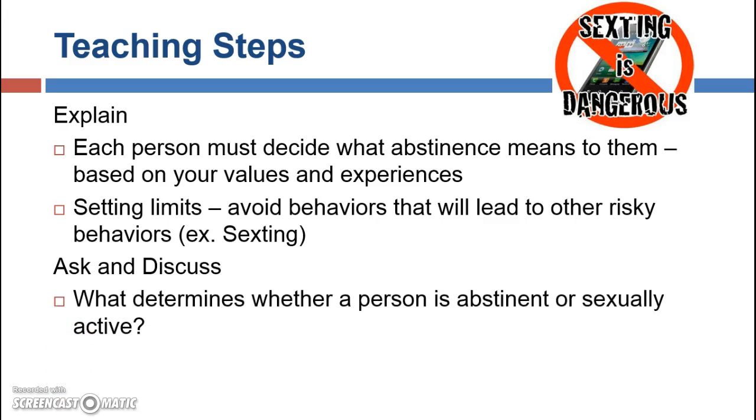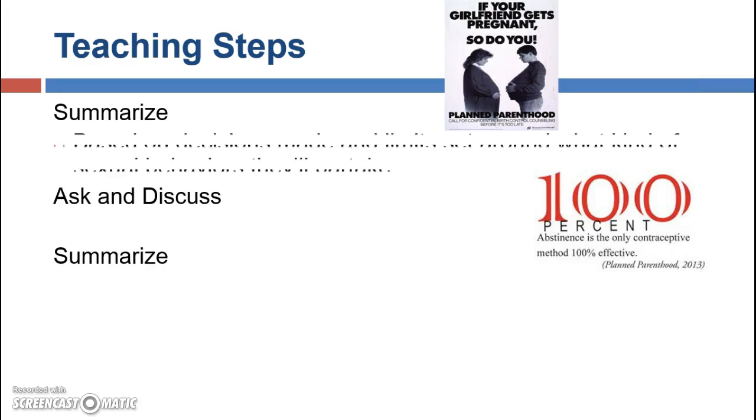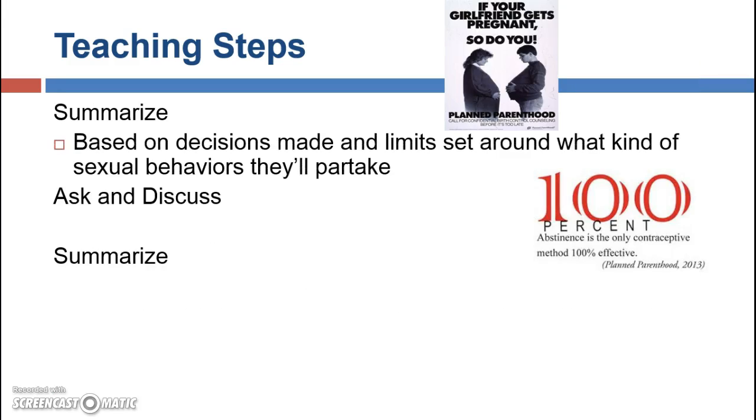What determines whether a person is abstinent or sexually active? Well, that depends on decisions they have made and limits they have set around what kind of sexual behaviors they'll partake in, meaning what kind of things they agree on in their relationship.